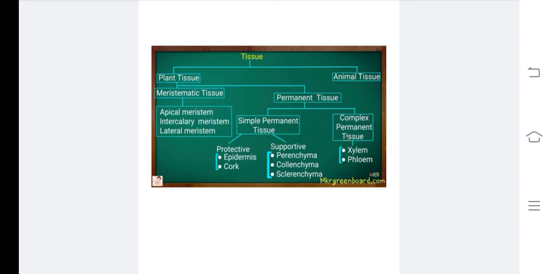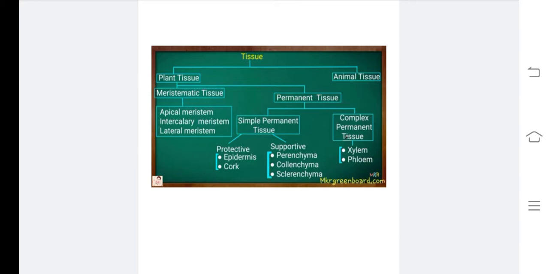In the previous slide, we discussed plant tissues. Plant tissues consist of two categories: meristematic tissues and permanent tissues. Meristematic tissues are again of three types based on location and functions: apical meristem, intercalary meristem and lateral meristem, and you know the functions of these different types of tissues.